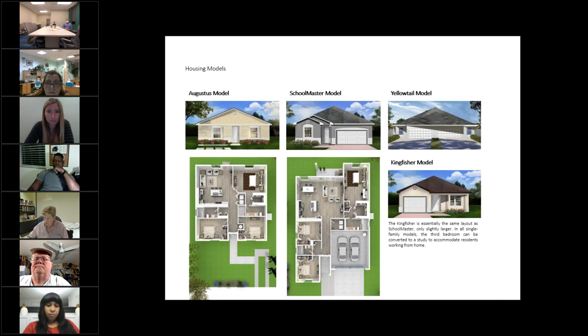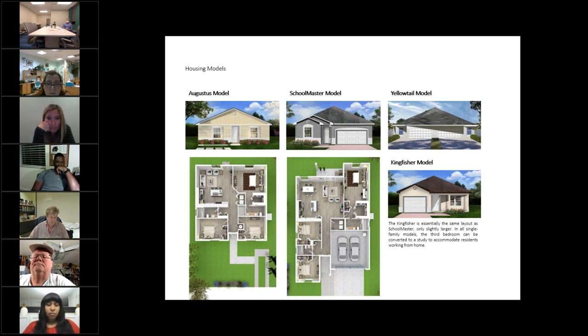On this slide, we have a floor plan of a couple of the models that we have. On the left is the Augustus model, a very nice 3-bedroom, 2-bath with an open concept. This is the most affordable model, very user-friendly, and it allows the end user to gain a lot of equity with simple, easy use.